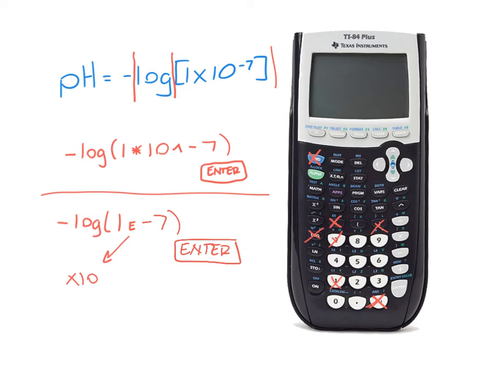So you would just, again, do the 1 here, and then you do second here, and then the little comma above the 7. That's going to show up as a little E. And then you don't have to do the times. You don't have to type in 10. You don't have to type in the caret. All you do is type in the exponent after the E, and that should give you the answer.